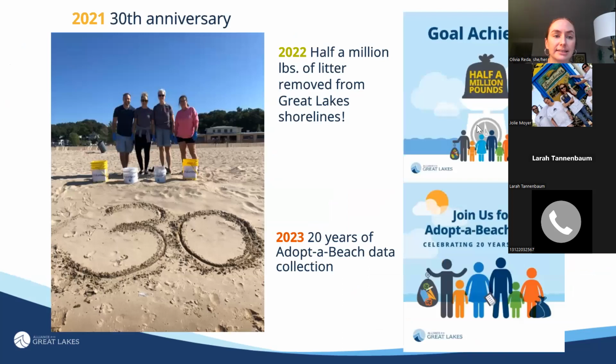A few more highlights. Like I said, in 2021, we celebrated the 30th anniversary of the program. In 2022, we reached that milestone, collecting 500,000 pounds of litter from Great Lakes shorelines. And this year we're celebrating 20 years of the Adopt a Beach data collection that started in 2003 with our online database. So this year we're reflecting on what that database is able to do, and celebrating all of our volunteers that have made that data set useful. We have a big Great Lakes historic data set, and folks can reach out if you ever want to look at that data or a specific slice of it. We're happy to share it.